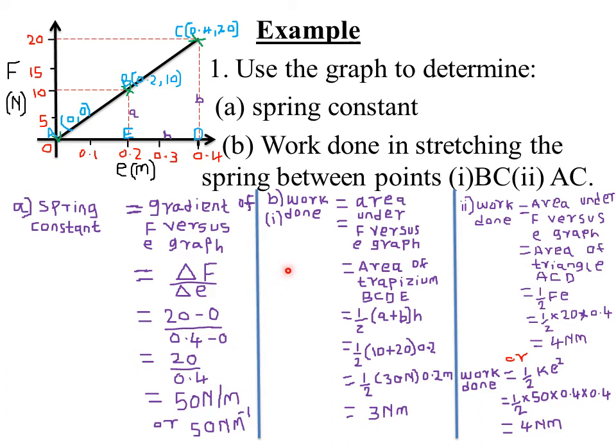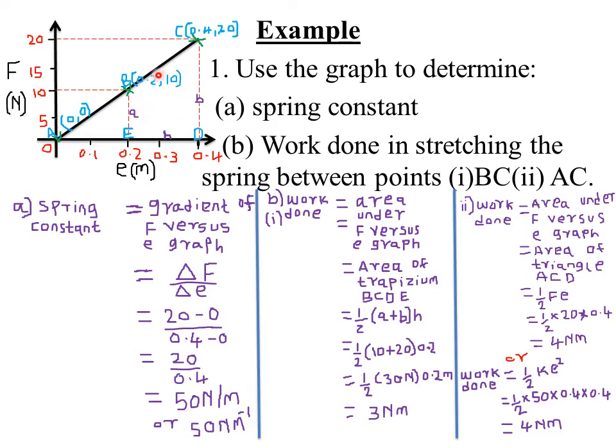So part B, they want us to find the work done in stretching the spring between points B and C in Roman 1. We saw that the work done will always be equal to the area under the graph. So the area under the force against extension graph will always be equal to the work done. For Roman 1, they want us to find the work done between point B and C. So the area under the graph between point B and C is this area. That is the area B, C, D, E, and back to B. So they want us to find this area.